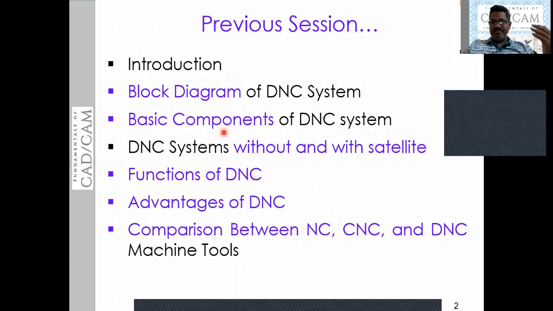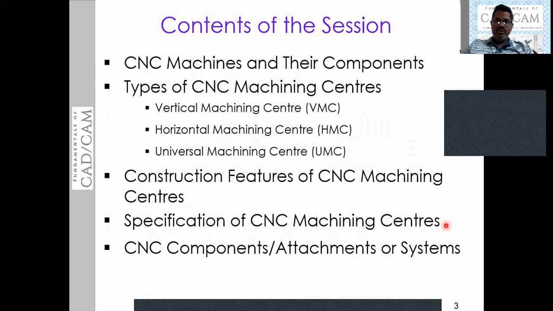So that type of DNC system, with satellite and without satellite, we discussed to overcome the problems in the one without satellite. And we have discussed the functions of DNC, then advantages we have seen, and finally we compared the difference between NC, CNC, and DNC. So let me move further to discuss what the contents are in this session. In this session, we are going to discuss CNC machines and their components.